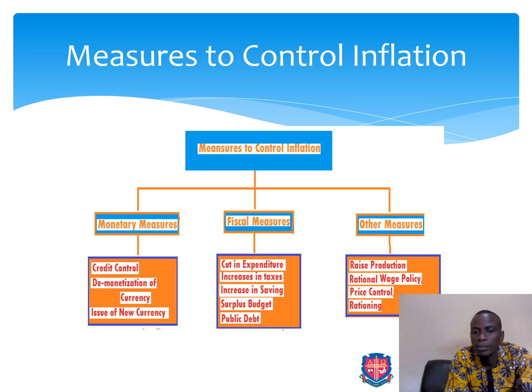Then you have the fiscal measures, cutting expenditure. Here, talking about government expenditure. Okay, so if the government expenditure is cut, less money will be flowing into the economy, and thus inflation will be controlled. Increase in taxes reduces people's disposable income, increases savings, or saving culture. When people are saving more, it means they are disposing of little income, and with that, inflation can be controlled.